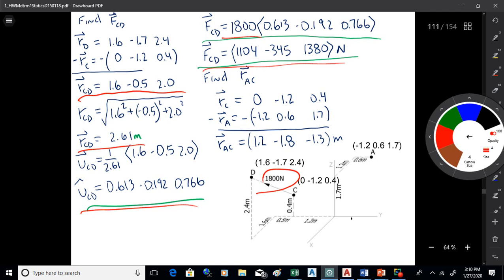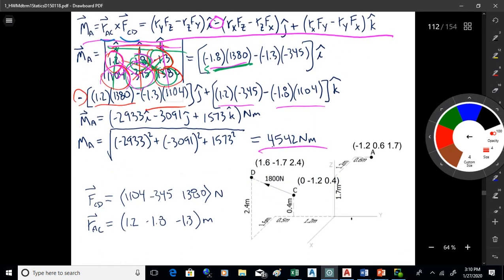Then we found the vector that went from A to C by taking R_C minus R_A. We did the cross product, R crossed with F. We have that formula on the formula sheet, and we came up with the moment vector, something on the order of minus 2933 i minus 3091 j plus 1573 k. So that's the moment of that force about A. That's 201, and that's the one you're turning in today.